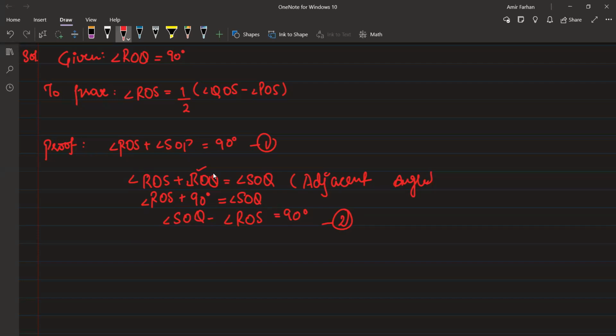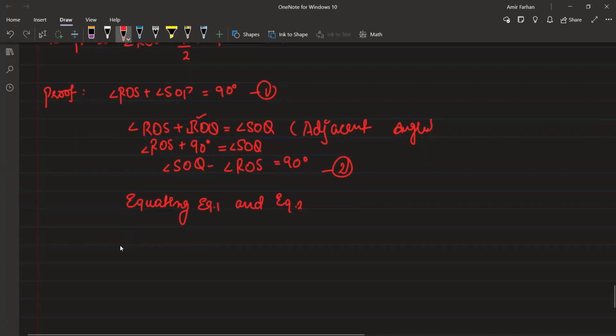Yes. So, can we equate both the equations? RHS has 90 on the right hand side, which means that RHS is equal. So, can I say that LHS is also equal? Yes. Equating equation 1 and 2. Because of this, this will be equal to angle SOQ minus angle ROS is equal to angle ROS plus angle SOP.